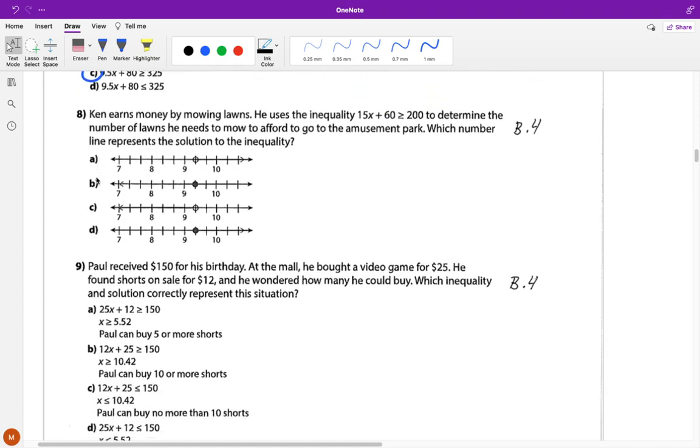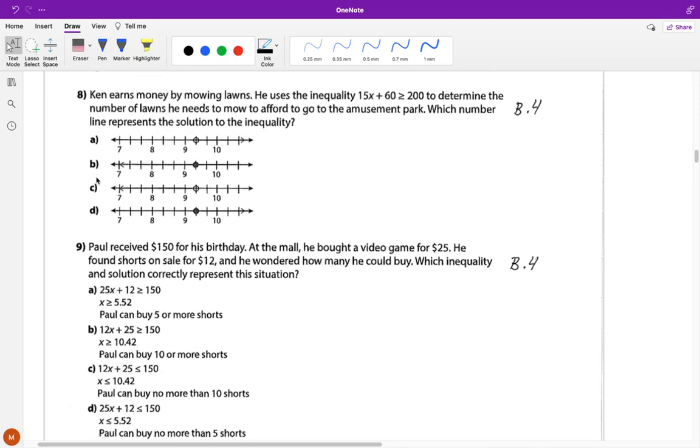Right? Ken earns money by mowing lawns. He uses the inequality 15x plus 60 is greater than or equal to 200. Determine the number of lawns he needs to mow to afford to go to the amusement park. Which number line represents the solution? So "represents the solution" means we need to solve it. So 15x plus 60 is greater than or equal to 200. Just like solving equations, it's PEMDAS in reverse. So we subtract the 60. So 15x is greater than or equal to 140.